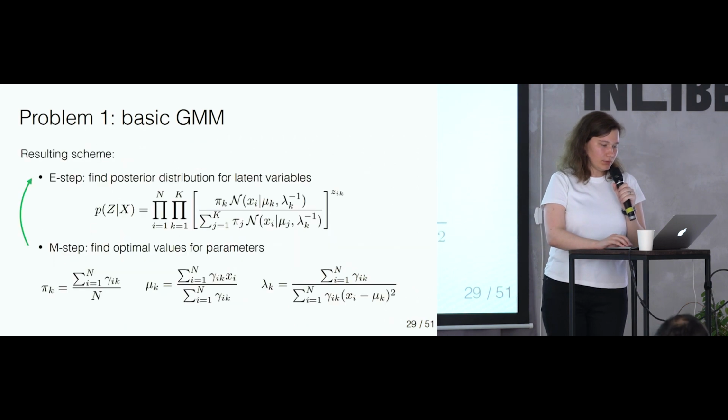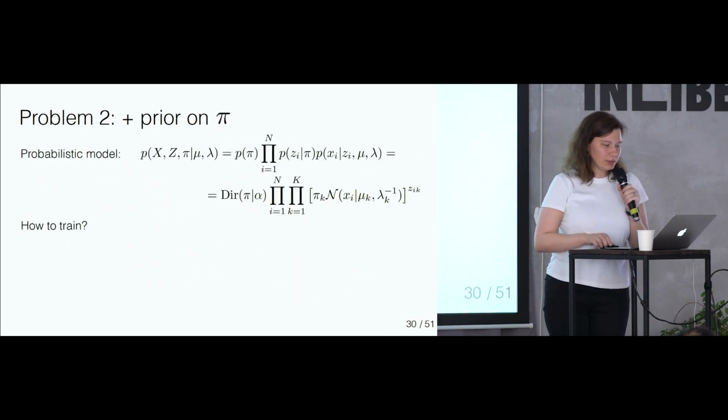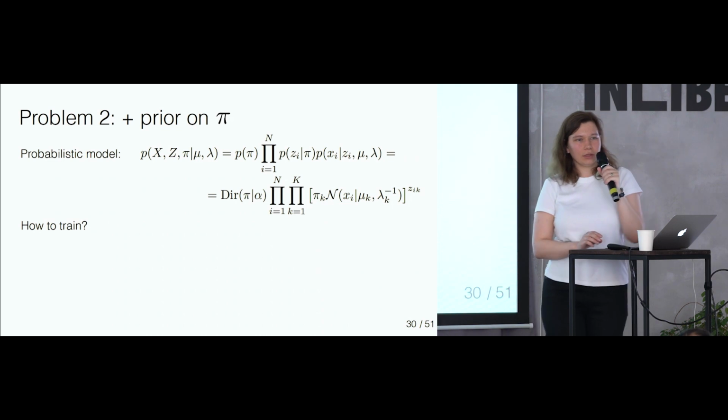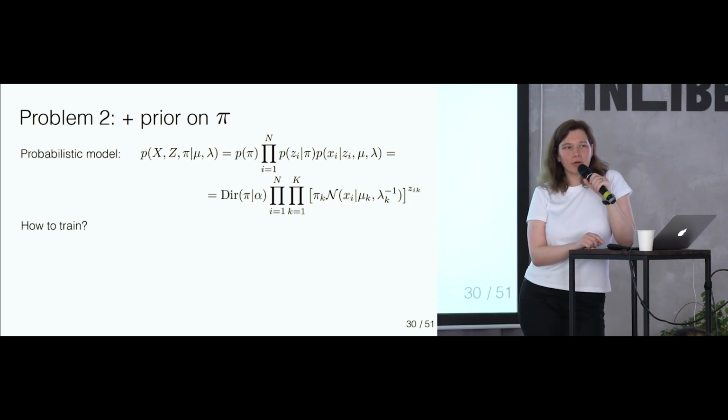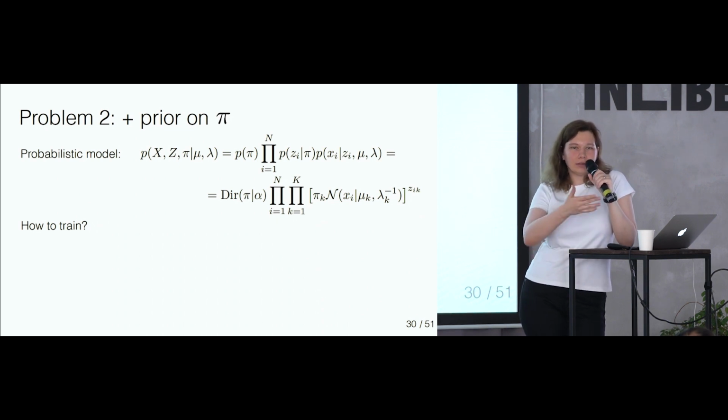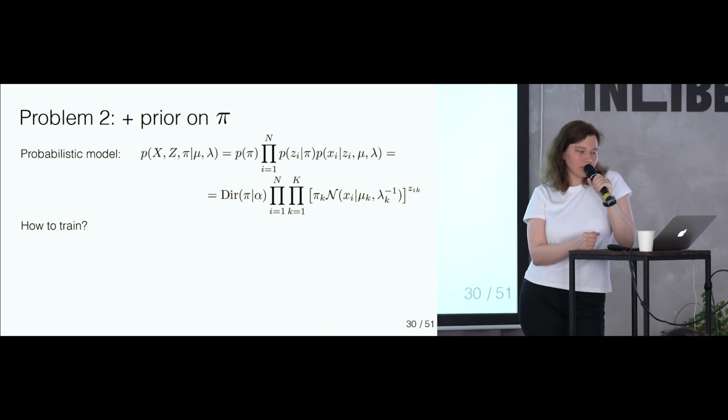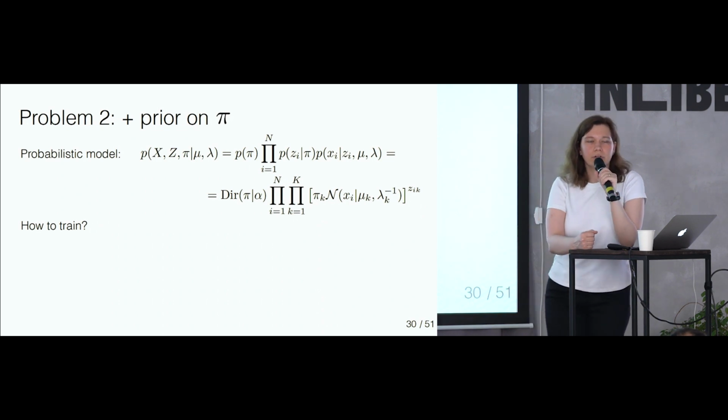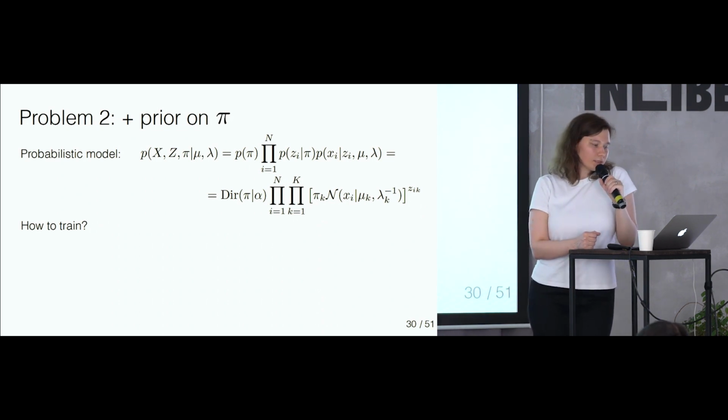So the second problem is very similar to the first one. The only difference is that we have a prior on p. And as a prior on p, we use the Dirichlet distribution, the same as in the task at the first seminar, because it works well for variables from the simplex. So how should we train this model?